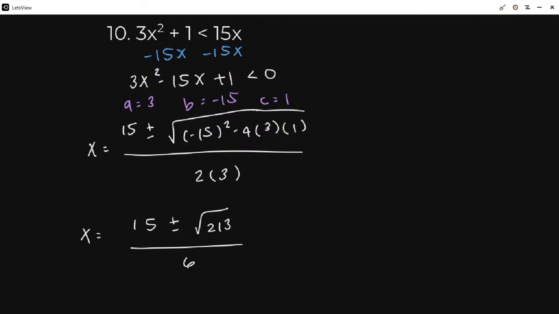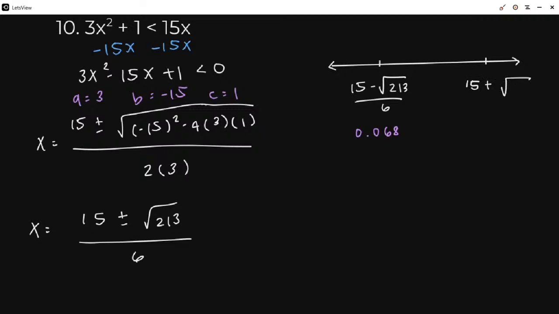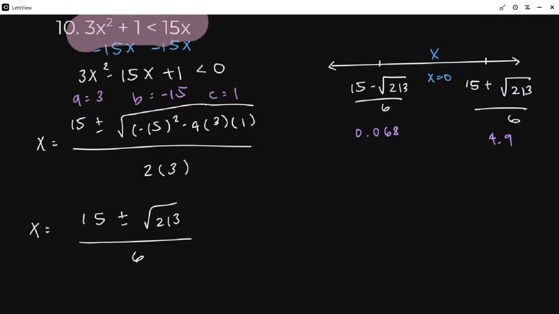Okay, so we would draw our number line. So we have 15 minus square root of 213 over 6, which is about 0.068. And we have 15 plus square root of 213 over 6, which is about 4.9. Okay, so I'm going to plug in 0. I would get 1 is less than 0, which is not true. And I'm plugging this into the original equation, by the way.